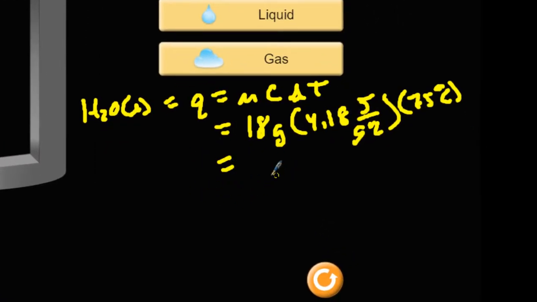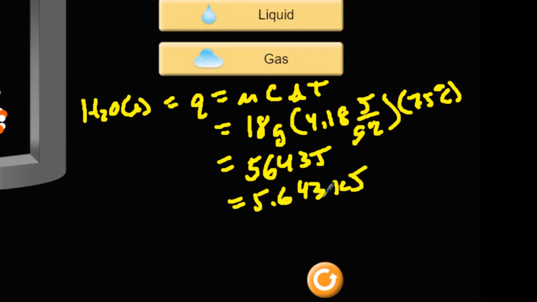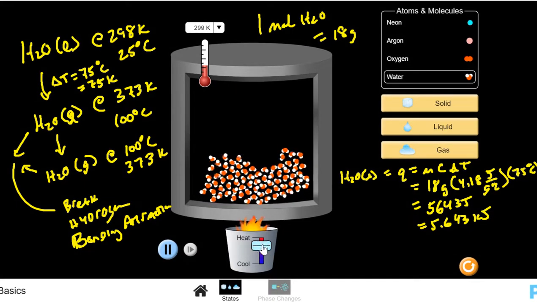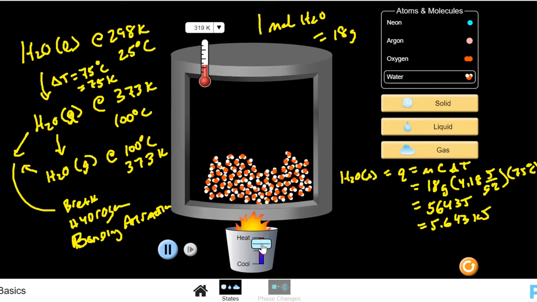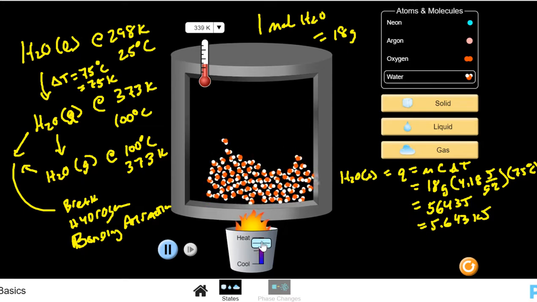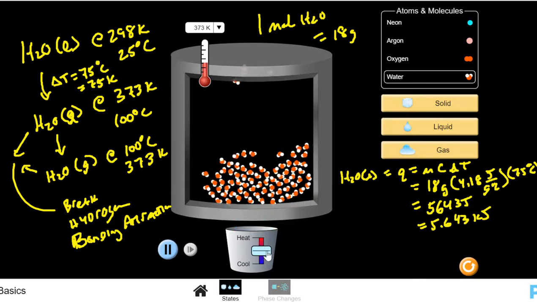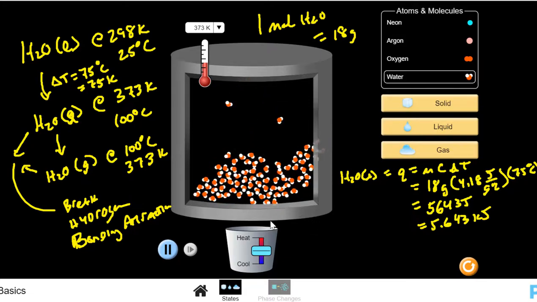And so when I calculate the heat that the water needs to absorb, it is 5,643 joules, or 5.643 kilojoules of heat. Now that's the kilojoules just to get it up to 100 degrees Celsius. Then we need to break the hydrogen bonding attraction. So let's first pour in that heat there. So we're heating this up all the way to 373 degrees Kelvin. And so you can see how, there we go, perfect, 373 degrees Kelvin.